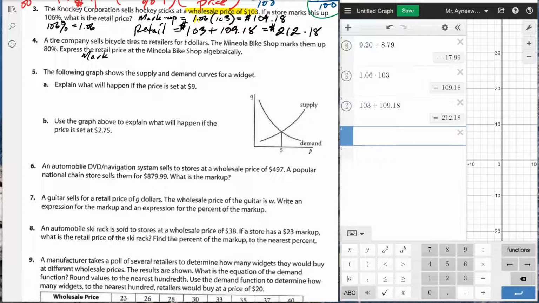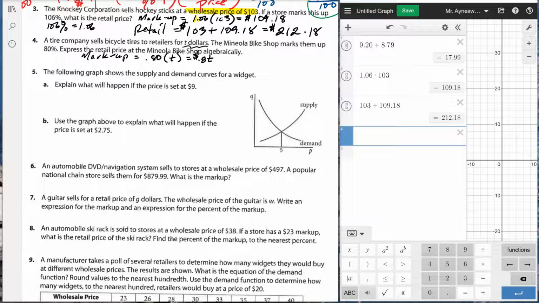Step 1, markup, just like we did before on number 3. That's going to be equal to the 80% times the price the tire company sells the bicycle tires for, $T. So we take 80%, so 0.8, multiplied by T dollars, and we get 0.8T. And that's in dollars.